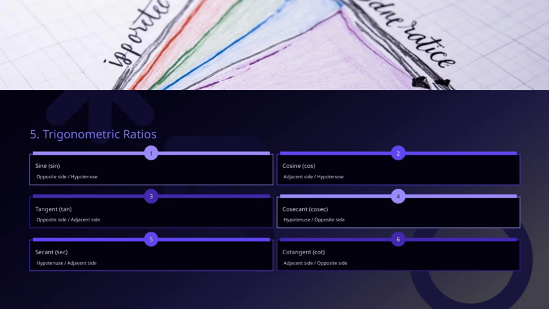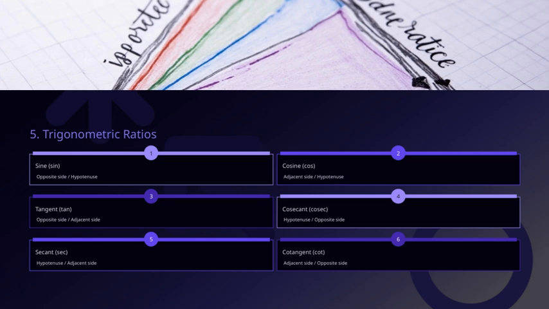Moving on, we have cosine, which compares the adjacent side to the hypotenuse. Secant is similar to cosine, but as its reciprocal, hypotenuse over adjacent side. Then there's tangent, which is the opposite side divided by the adjacent side, a fundamental ratio in right triangles. And finally, sine, which is the opposite side over the hypotenuse.